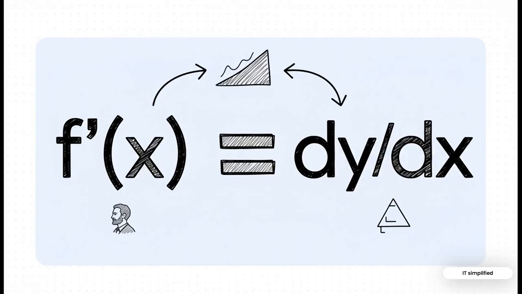Now, you're going to see this written a couple of different ways, so just a quick heads up. You'll see f prime of x, which we just say as f prime of x, and you'll see dy over dx. They look totally different, I know, but don't let it fool you. They mean the exact same thing. We're finding the derivative. We're finding the steepness.